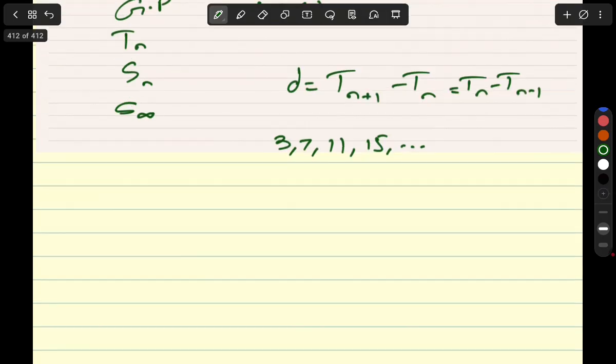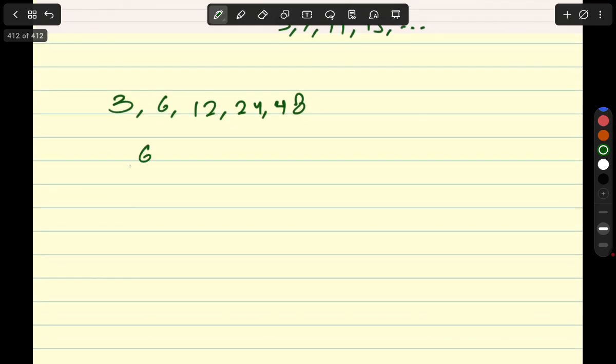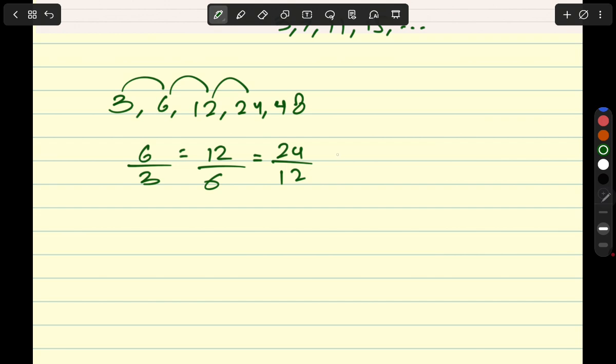Now, a geometric progression looks something like this. So maybe 3, 6, 12, 24, 48. Can you tell what is happening? Is this a constant difference? No, but it is a ratio actually. So 6 upon 3 is the same as 12 upon 6. The ratios are constant between the subsequent terms, right? So we say that this is the common ratio, which is +2 here. So this is the entire difference.